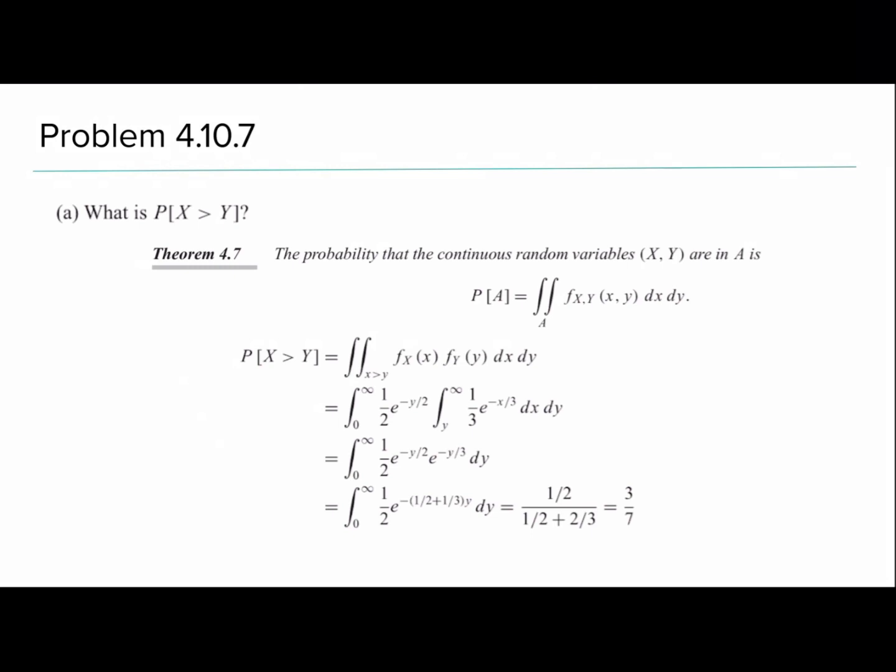Now, you should notice that the two integrals cannot be separated, because when integrating over the region of x, one of the limits is y. So these two integrals are not independent. On simplification, we get the integral of 1 by 2 e to the power minus y by 2 into e to the power minus y by 3 dy. You can do the math on integrating and putting in the limits. You will get the value 3 by 7.